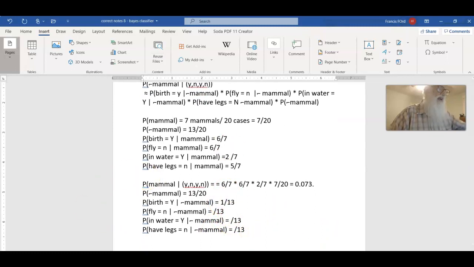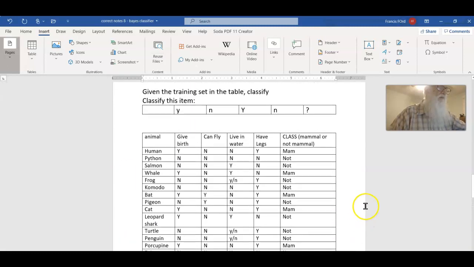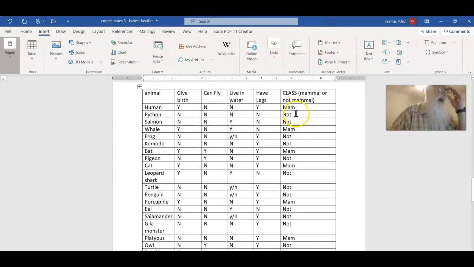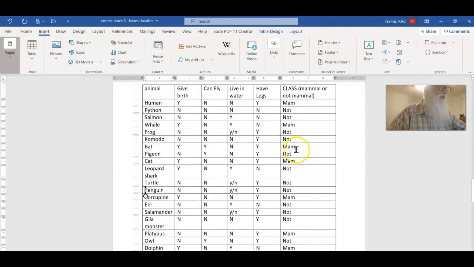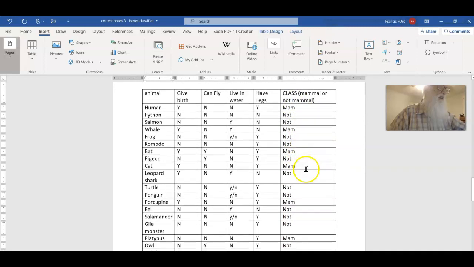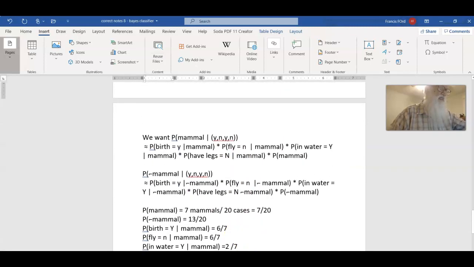Now, fly equal no, given not mammal. So start here. We have 1, 2, 3, 4, 5, 6, 7, 8, 9, 10, 11. I'll just count the ones that do fly and subtract from 13. 1, 2, so I got it right, 11 13ths.